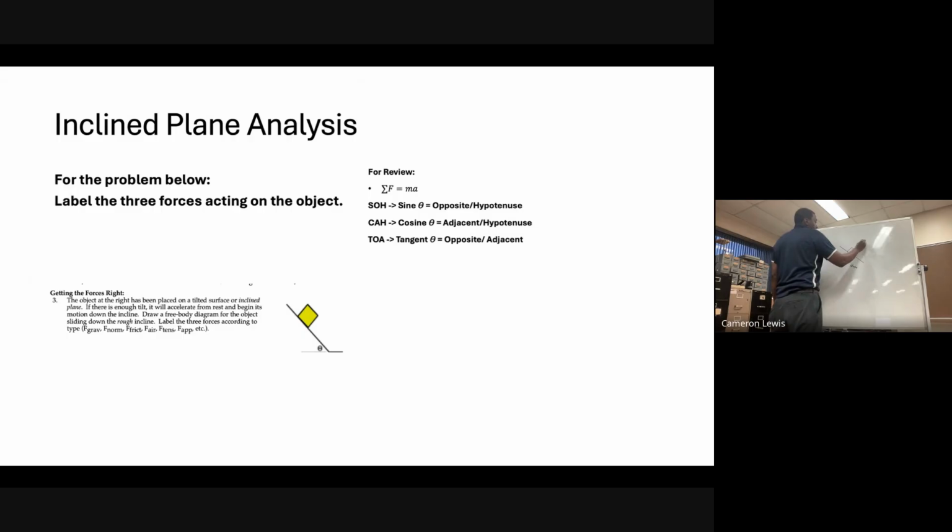Slight little slant, right? And let's just imagine this is a surface with friction. What force would we see here? If we had it and it was going this way, what force would you see going this way? That's friction.